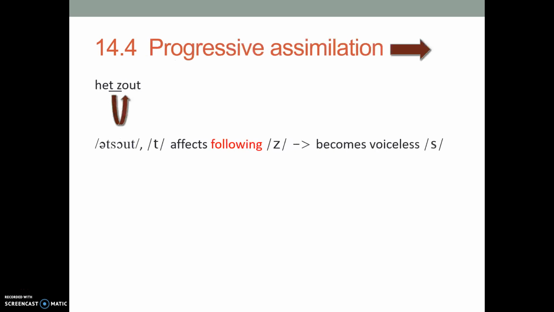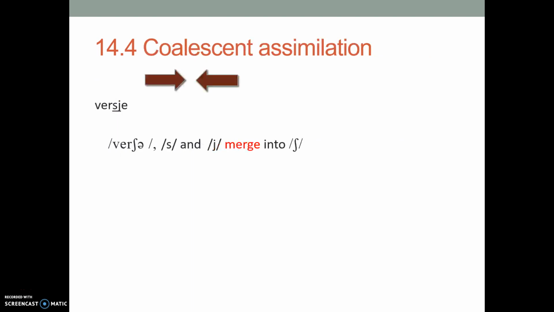Progressive assimilation is the other way around. In this case, it's zout. The t influences the z, and it takes away the voicing, and it becomes voiceless. So instead of saying het zout with a z, you say het zout with an s. An example of coalescent assimilation is a word like versje, where you don't say versje, but you make it into one sound, sh, versje. So these are 3 examples.